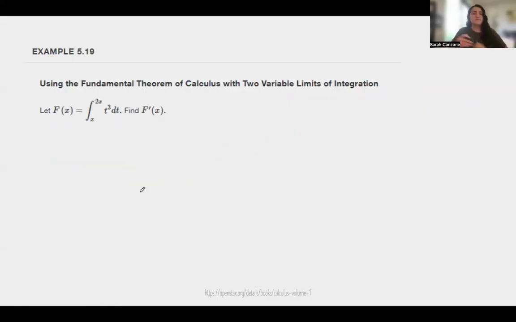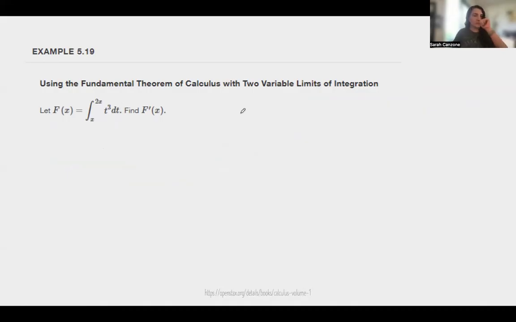All right. This is the last example of the fundamental theorem of calculus part 1. So what you notice is that F of x is the integral from x to 2x of t cubed dt, and we're looking to find the derivative of that. So what should immediately jump out to you is that you have two variables, and you are trying to use the fundamental theorem of calculus.